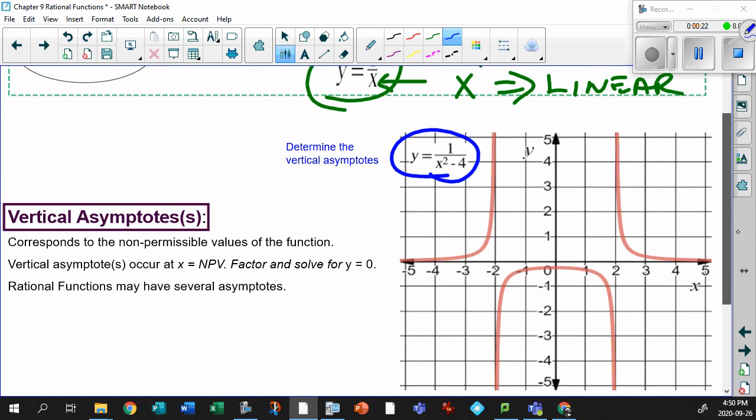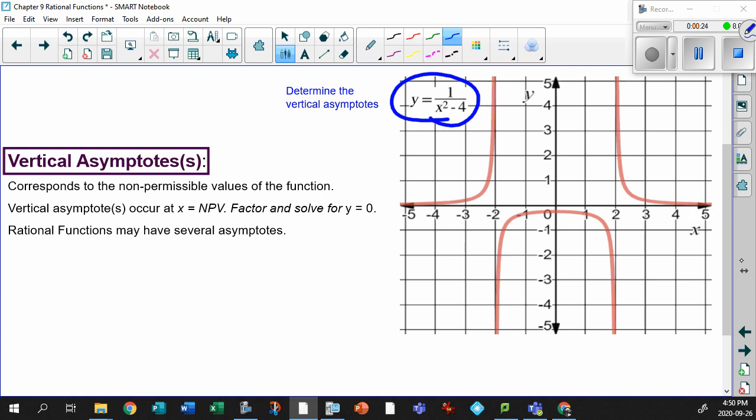That's got a square in it. Guess what, folks? You have to remember how to factor these things. That becomes vitally important. So remember, when you're trying to figure out the vertical asymptote, you have to find the non-permissible values of the function. And that happens when you look at the denominator. That denominator being x squared minus 4.